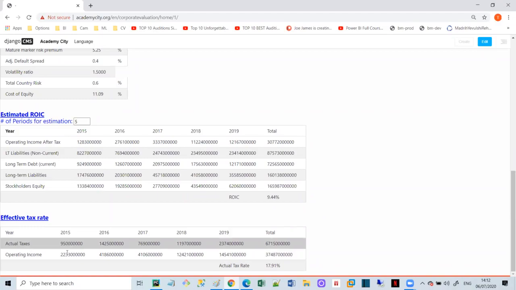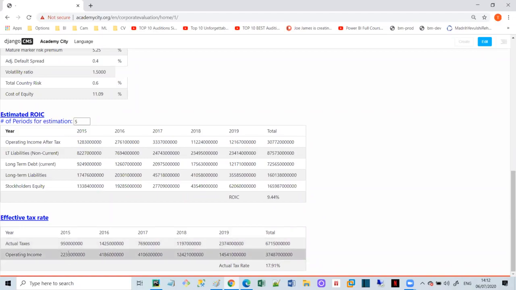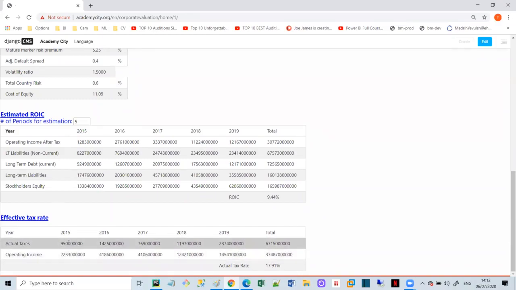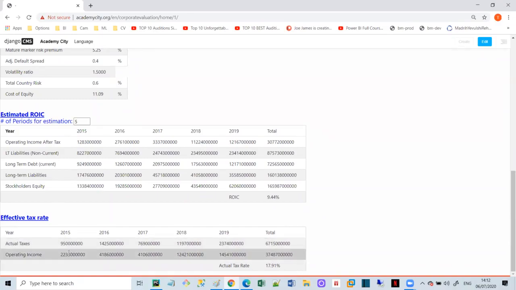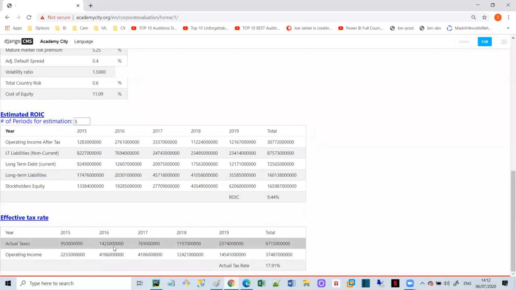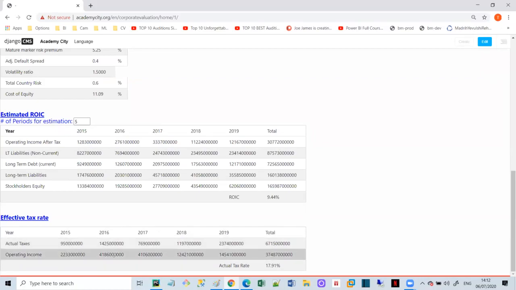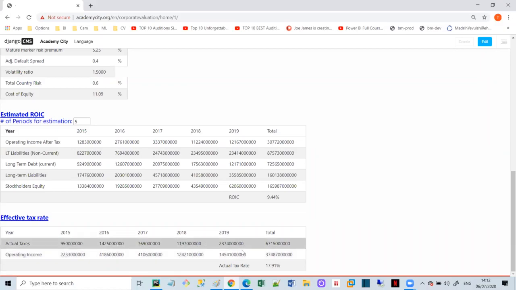Instead of doing one divided by the other, if I take this one divided by this one, I will get the effective tax rate for 2015. The same if I take this one divided by this one, I will get the effective tax rate for 2016, and the same for every year. Somebody can ask, why don't you do that and then take the average? Well, that one will have a higher variance. It's a better way to do it.